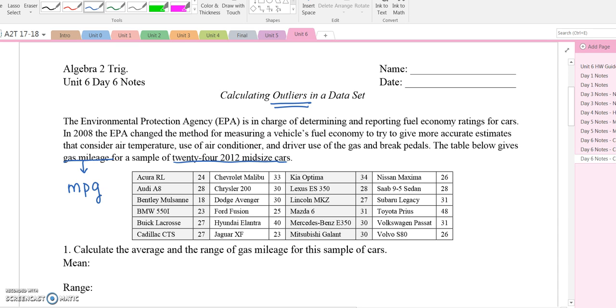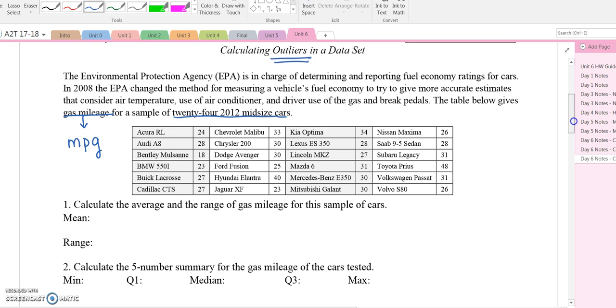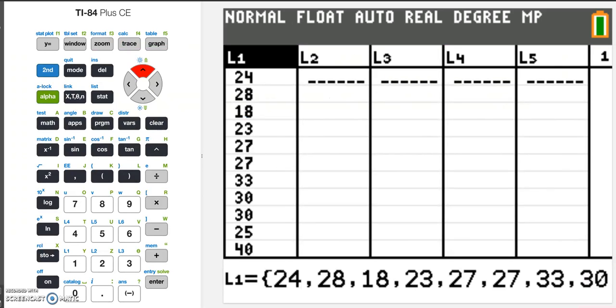If you haven't already, type this into your calculator so you can follow along. Feel free to pause the video if you need to take a second to do that. Otherwise, we're going to get started. Number one says calculate the average and the range of gas mileage for this sample of cars. Well, for the average, you could add all these up by hand and divide by the 24 cars, but since I'm going to have to find the 5-number summary later anyway, it's easiest to already have it in my L1.